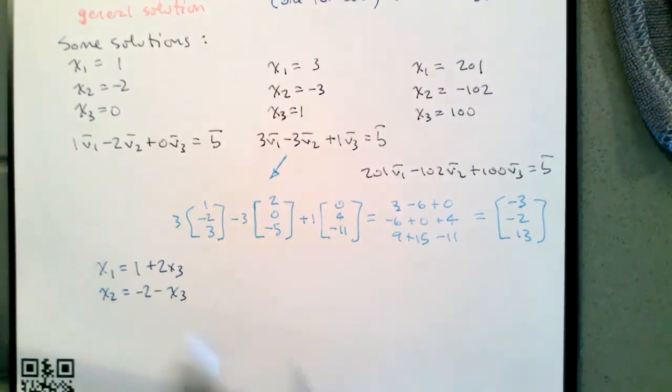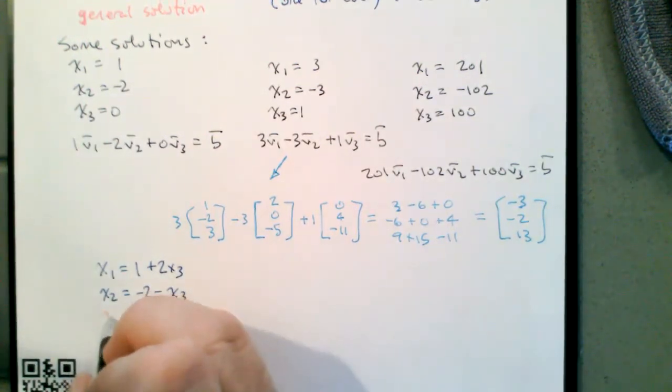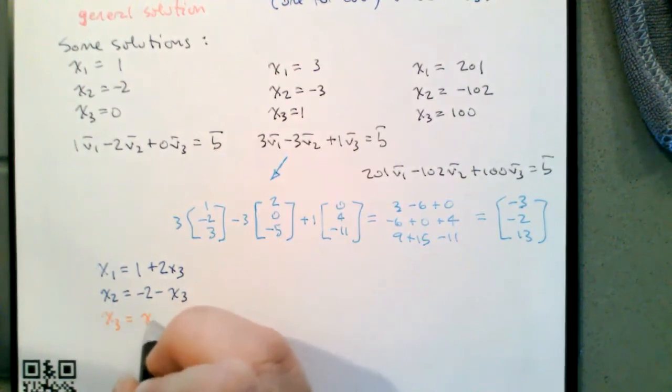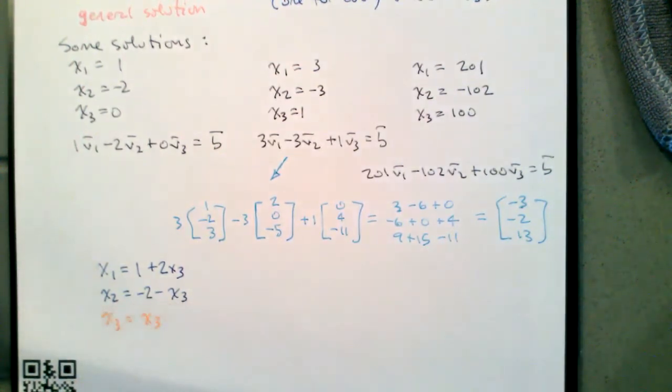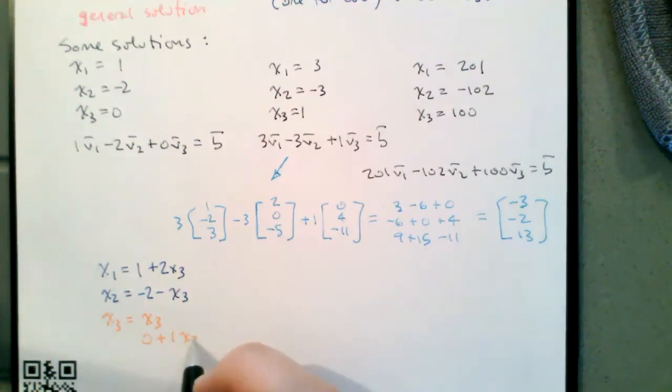When we say x3 is free, we don't ever write it this way, but we can think of x3 as just x3. This is what we do with our free variables. x3 is going to be equal to x3. So we can think about x3 being free as x3 being written as 0 plus 1 x3, which is what I really wanted to write.